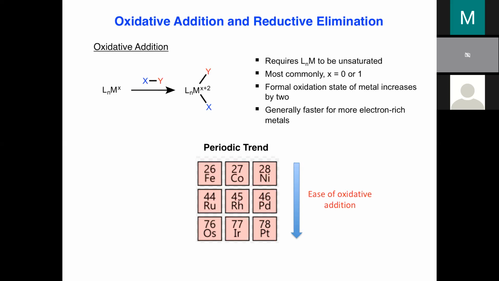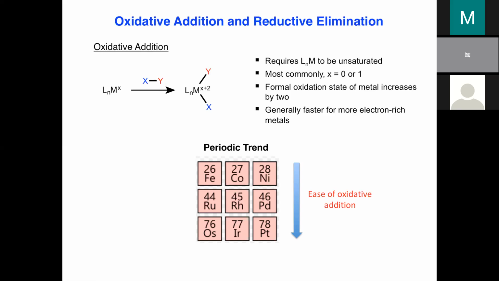I'll also mention that basically all of the reactivity that we're going to look at today, and in fact nearly all of the most important catalytic processes that are carried out in industry, rely on one of these nine metals. So this is group 8, 9, and 10 on the periodic table. Colloquially, these nine metals are sometimes referred to as the platinum group metals.